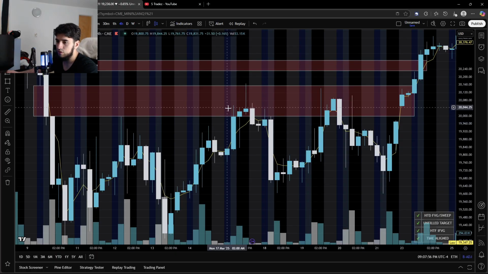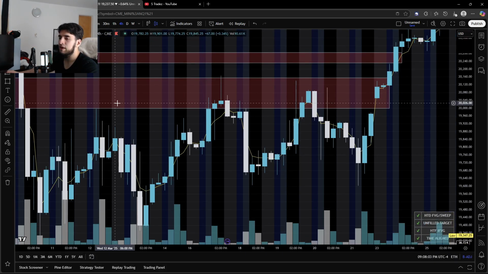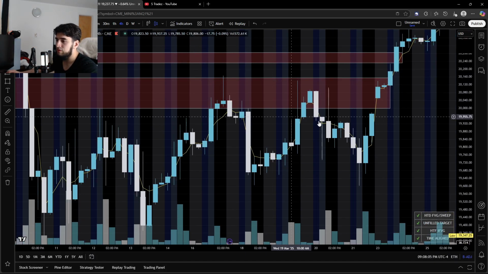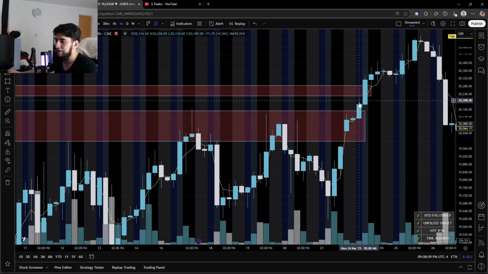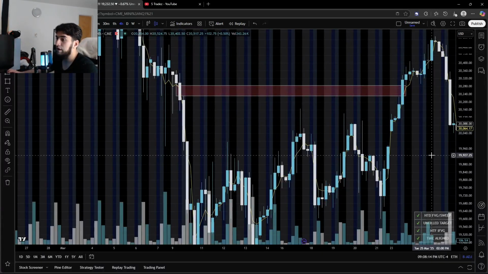It tapped once, tapped twice, tapped 3 times, respected, tapped the 4th time, respected, tapped the 5th time, and it got respected. So this fair value gap is still respected and still valid. But at some point the fair value gap gets broken. As you can see right here, the candle ended up closing above this fair value gap, so it is no longer valid. This fair value gap got inverse.